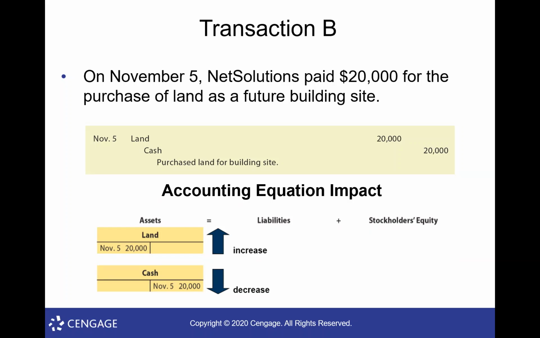So on November 5th, they pay $20,000 for the purchase of land as a future building site. So again, I'm going to say, okay, what do I have going on here? I have land going up. I have cash going down. Land is an asset, so it's going to increase with a debit. Cash is an asset, so it's going to decrease with a credit. So now I can make my entry. I debit land, $20,000, and I credit cash, $20,000. That's what the journal entry will look like.